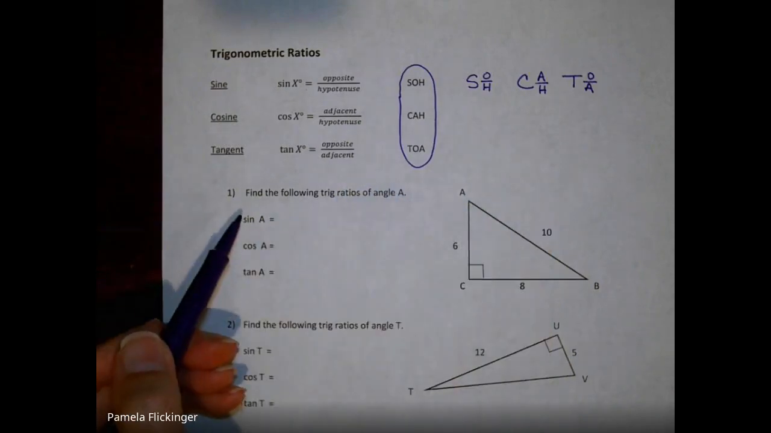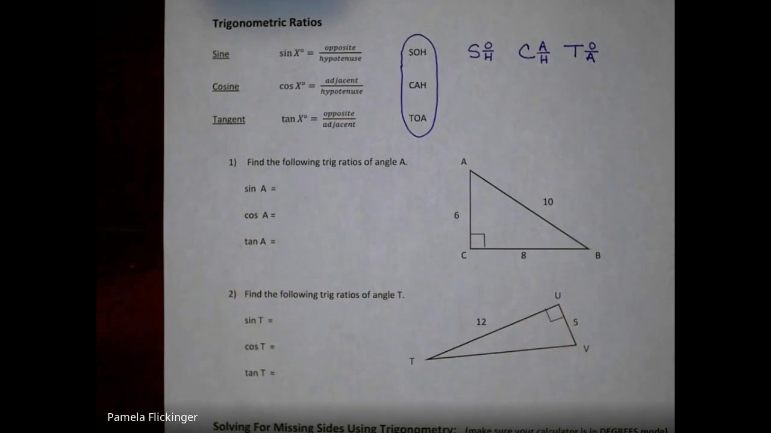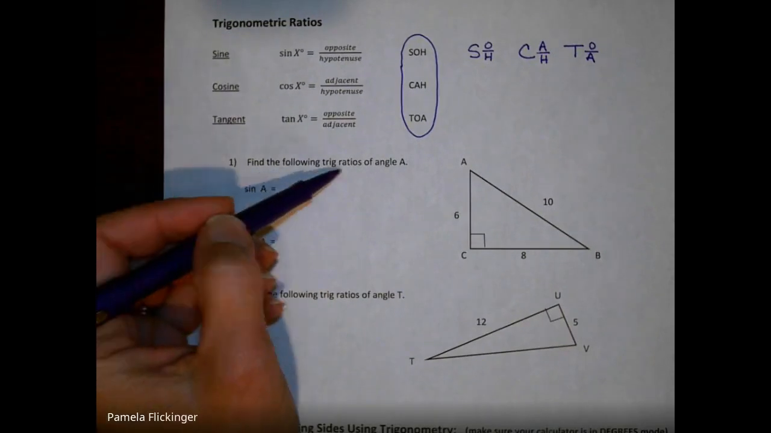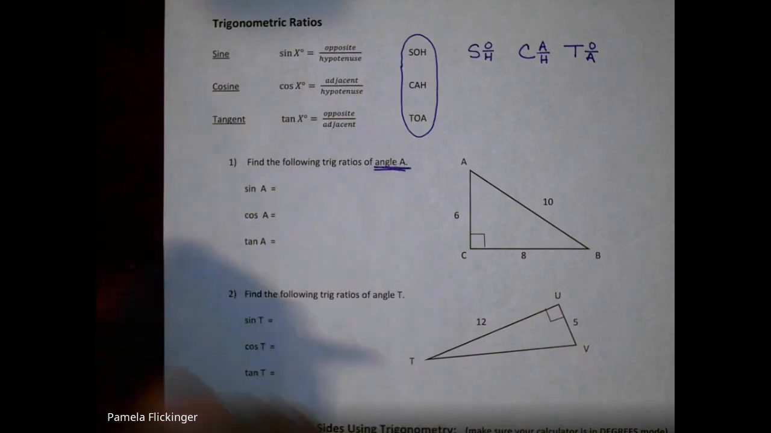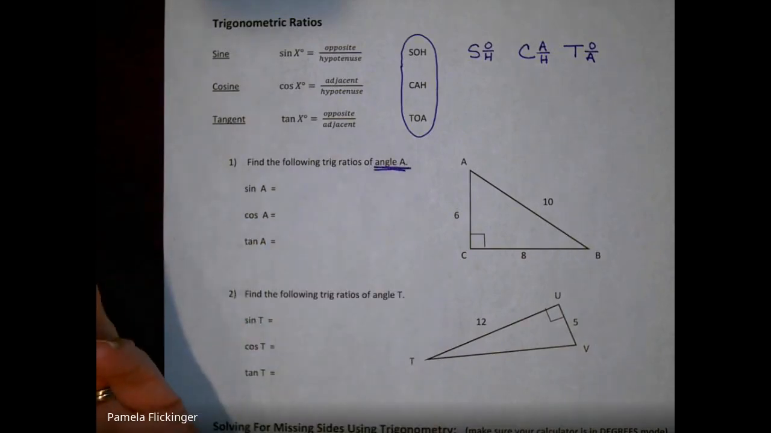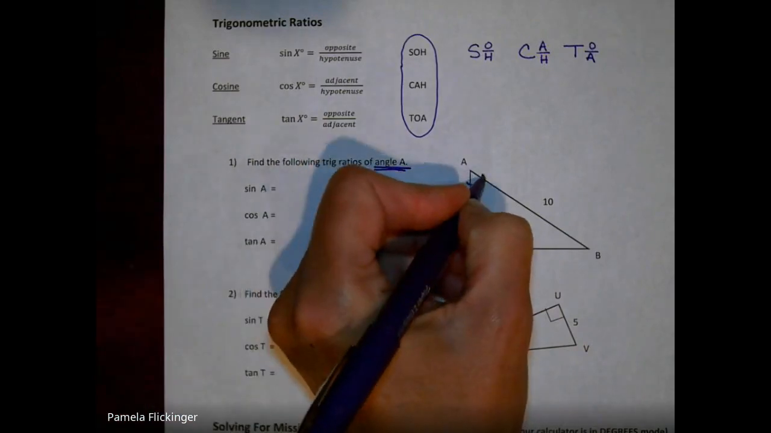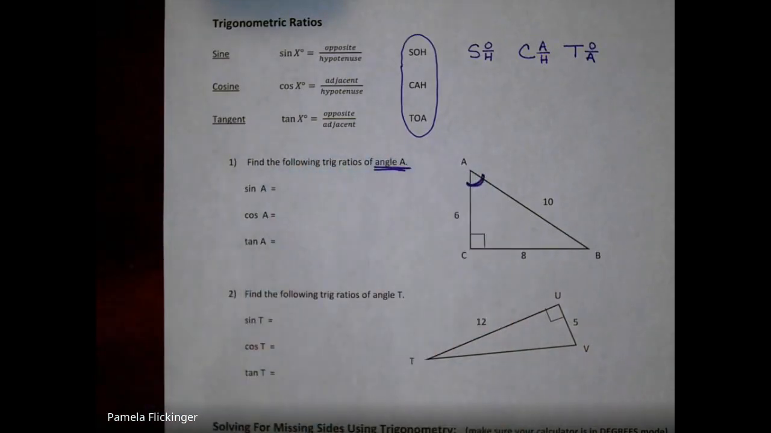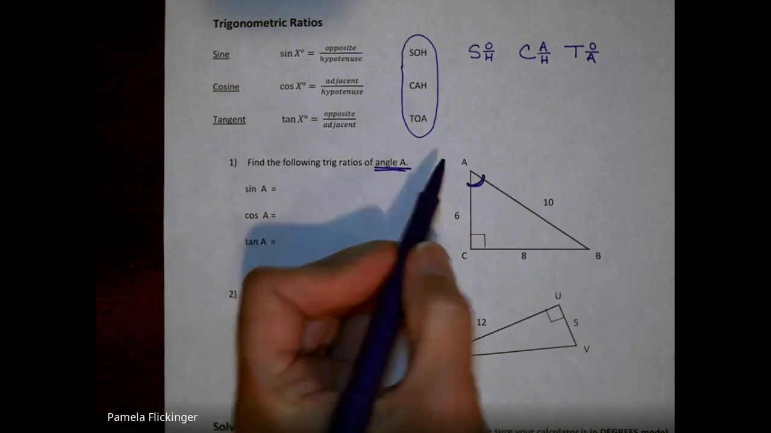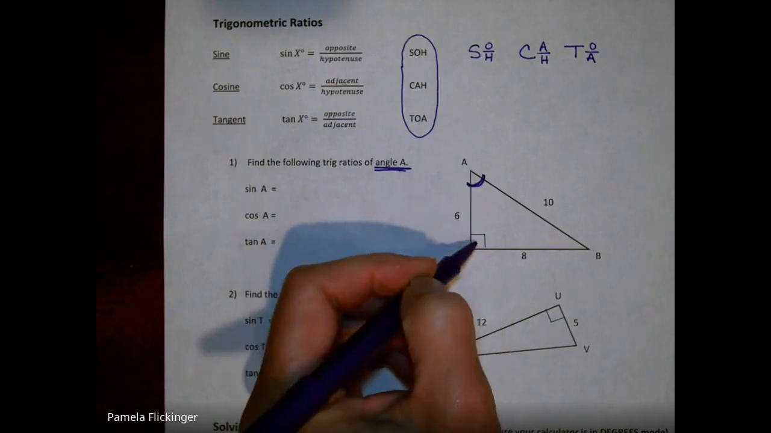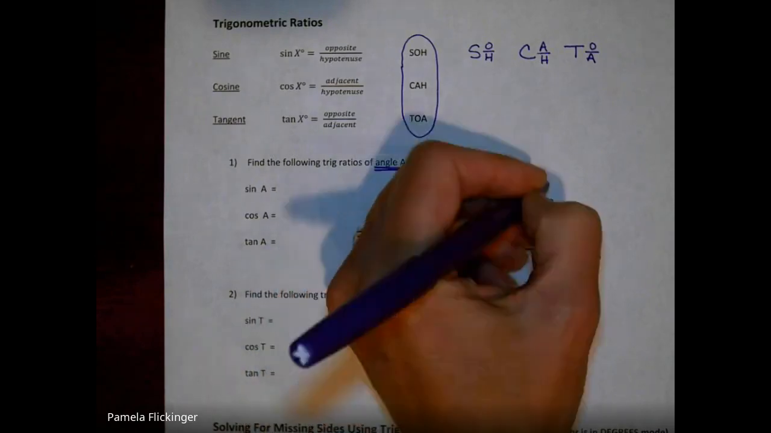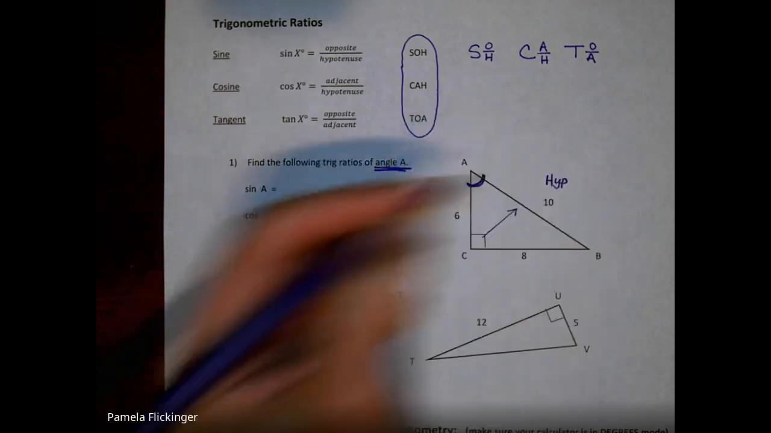Down here, today, these are the type of problems you're going to do. You're going to be asked to find the following trig ratios for a given angle. You have to pay attention to which angle. So for this problem, it's specifically angle A. What I'm going to have you do is put a little arc in the given angle, and it's with respect to this angle that we label our three parts: opposite, adjacent, hypotenuse. The hypotenuse is always across from the right angle. So the 10 is the hypotenuse.